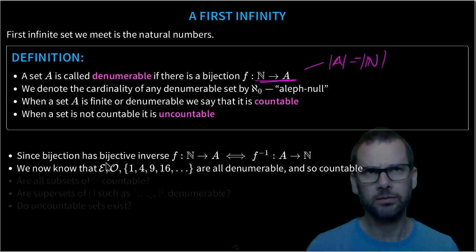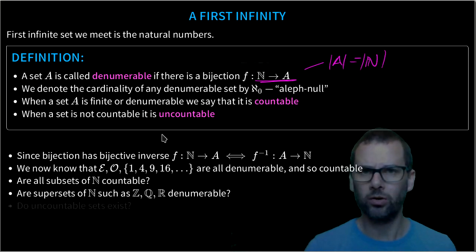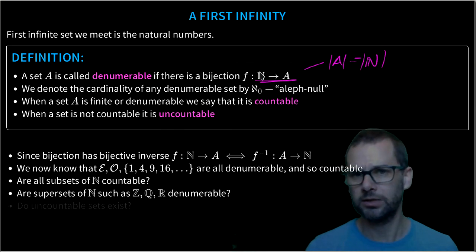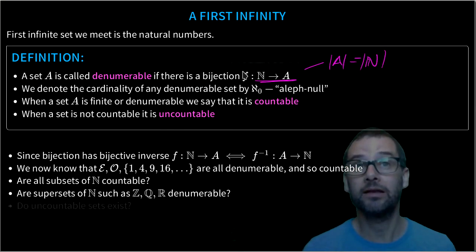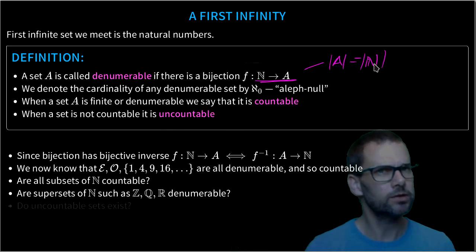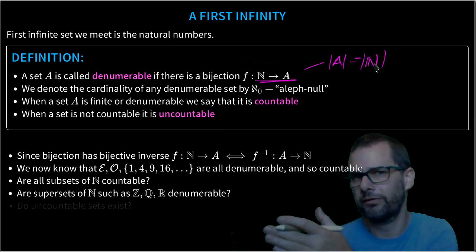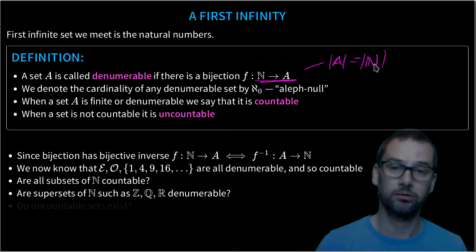Now, there's some obvious questions to ask here. So first one is, if we look at all subsets of the natural numbers, are they all countable? Are they either finite or the same size as the set of natural numbers? Or is there some infinity in between the two? So is there some infinity that's bigger than finite but smaller than the natural numbers?